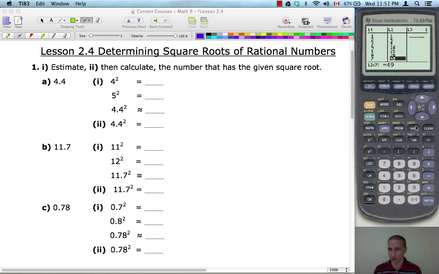So back to our list here, let's go on to the next one. So 8 squared is 64, 9 squared is 81, 10 squared is 100, 11 squared is 121, 12 squared is 144.